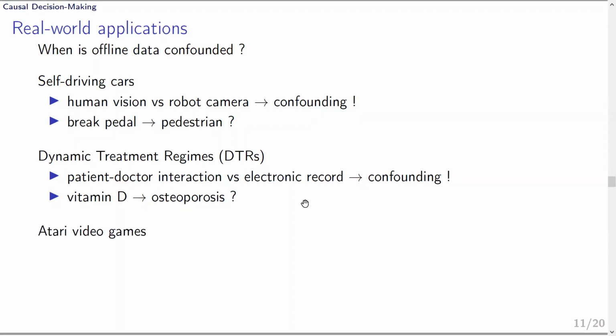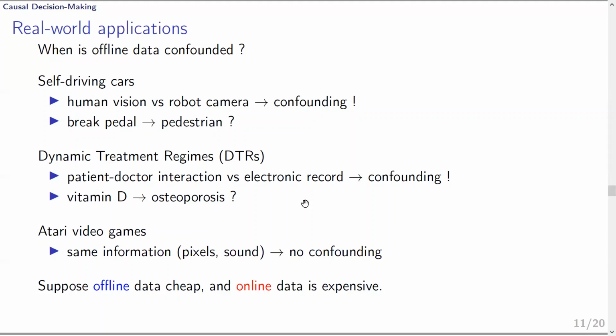Last word on Atari video games. If you do reinforcement learning, like people like to do in machine learning with video games, human players have the screen. That's the only information they have. And the learning agent that you train also has the screen, the pixels. They have the exact same information. So there is no confounding. If you collect data from human players playing Atari video games, there is no confounding. You don't have to worry about it. So sometimes just by thinking about the system, you can decide if you take the chance or not of ignoring confounding.